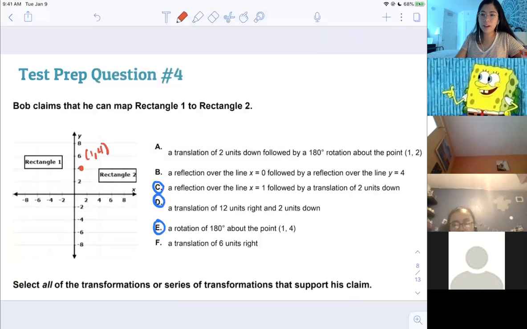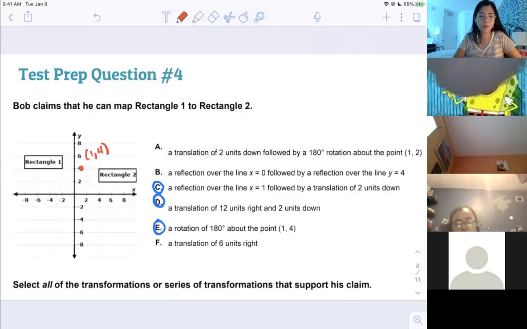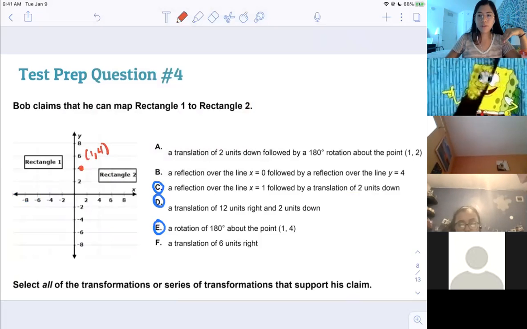And this is different than a rotation around the origin, because there's no rule for a rotation around point 1, 4. There's only rules for rotations around the origin. So for this one, what you had to do was honestly just visualize it as much as you can, where if I'm going 180 degrees around that point, I would end up at rectangle 2.